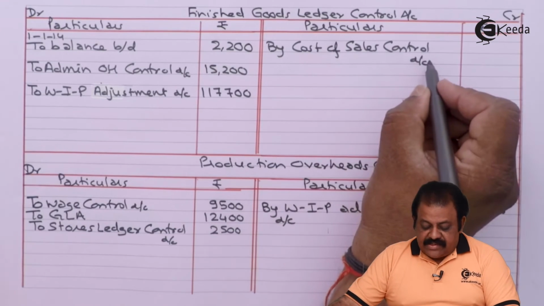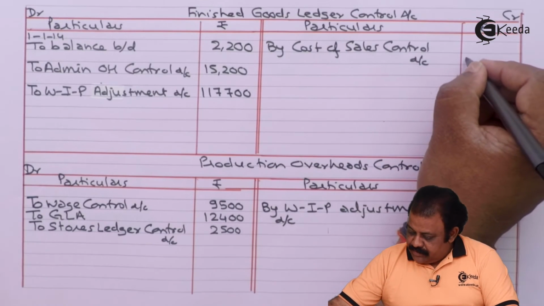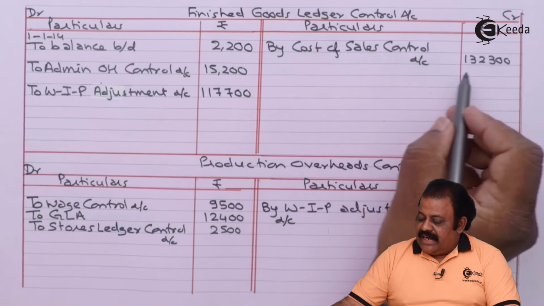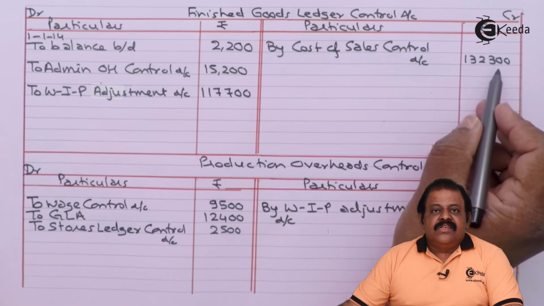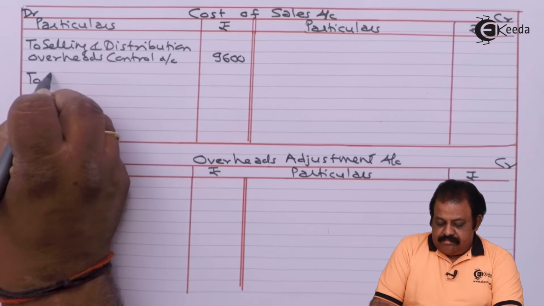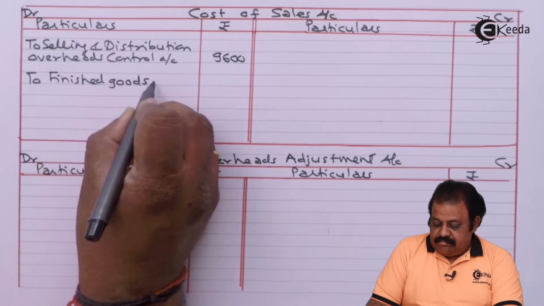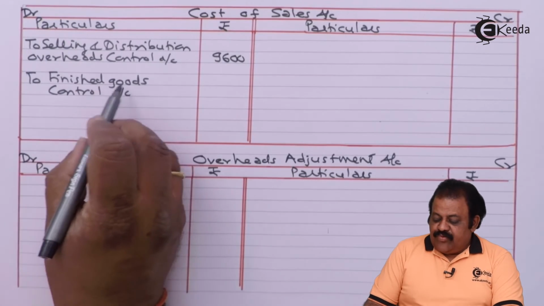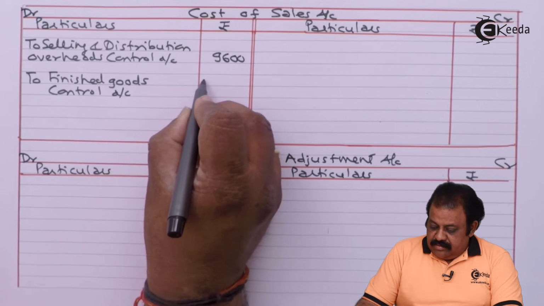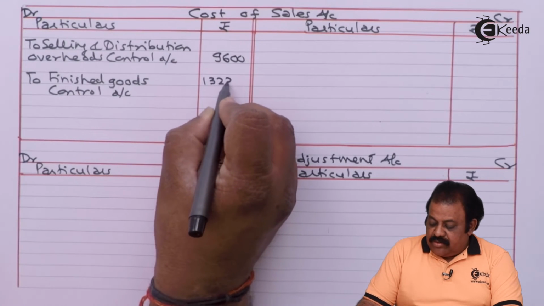By cost of sales control account 1,32,300. This will be now debited to cost of sales account to finished goods control account 1,32,300.